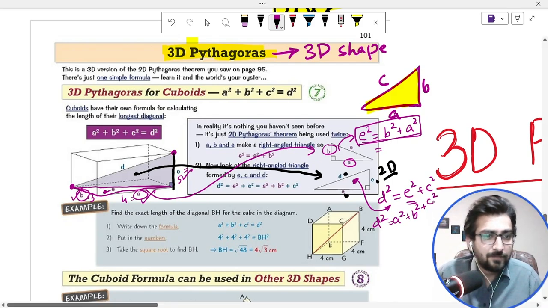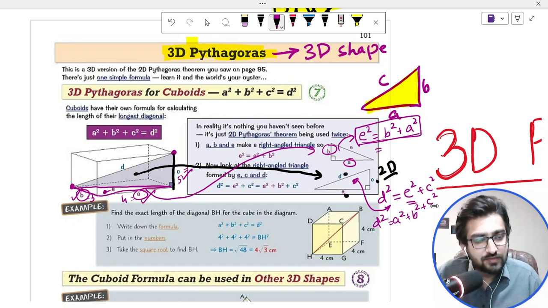C square. And now put your values. A is given, B is given, C is given, so put values in that. And the other way is that you find E separately first. You will get an answer, right?